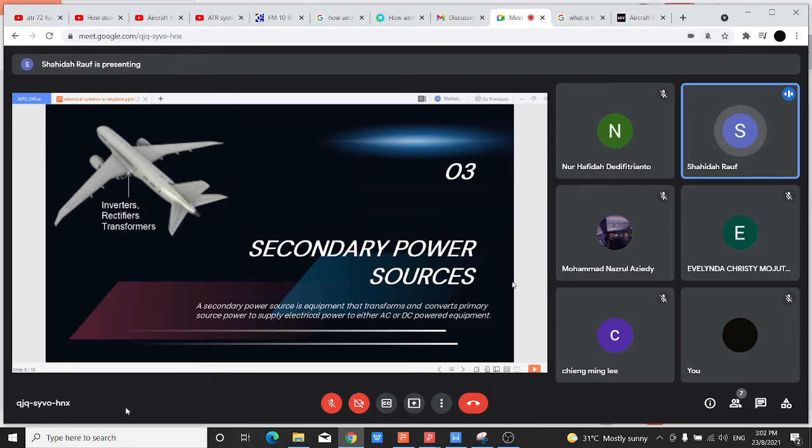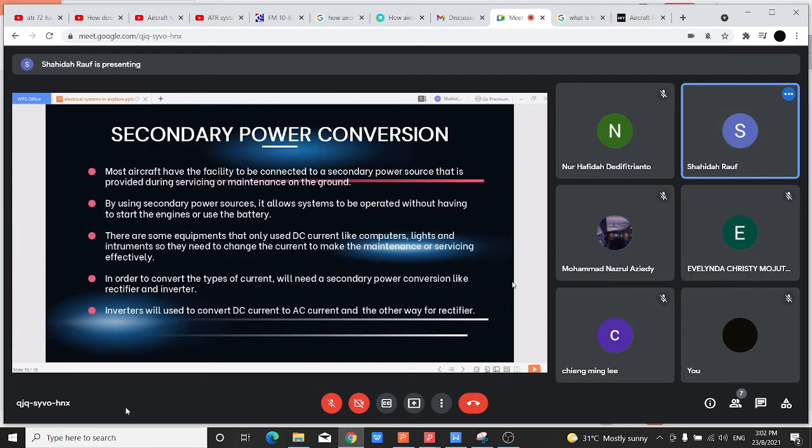So a secondary power source is equipment that transforms and converts source power to supply electrical power to either AC or DC powered equipment. Most aircraft have the facility to be connected to a secondary power source that is provided during servicing or maintenance on the ground.